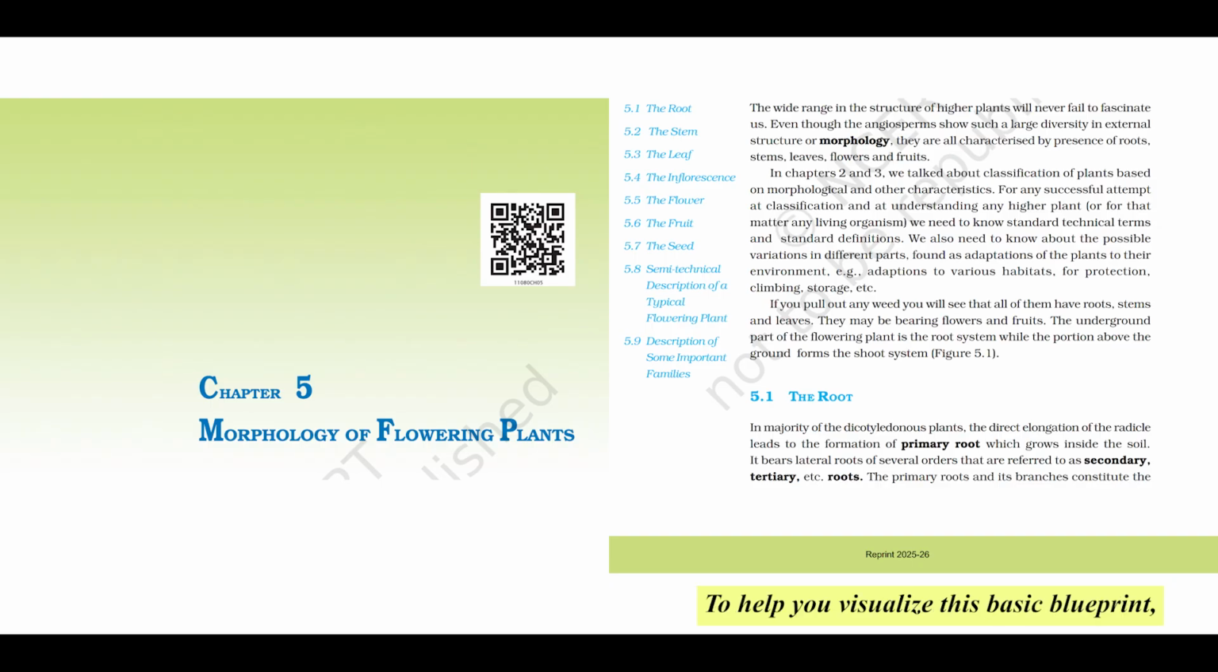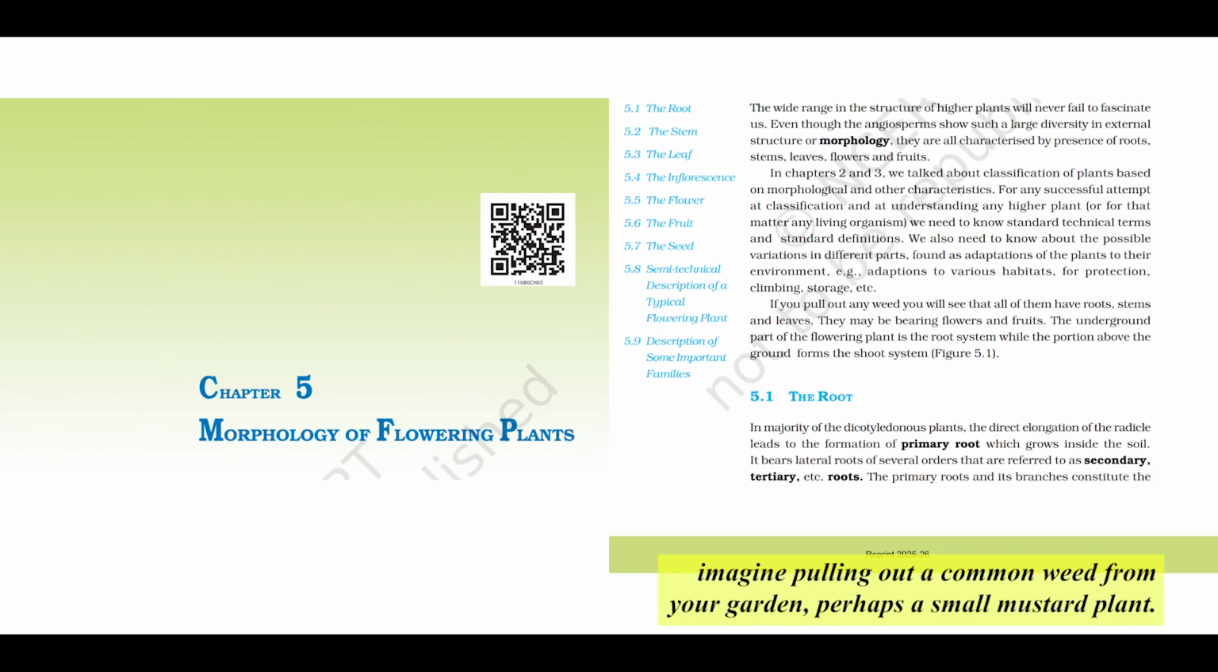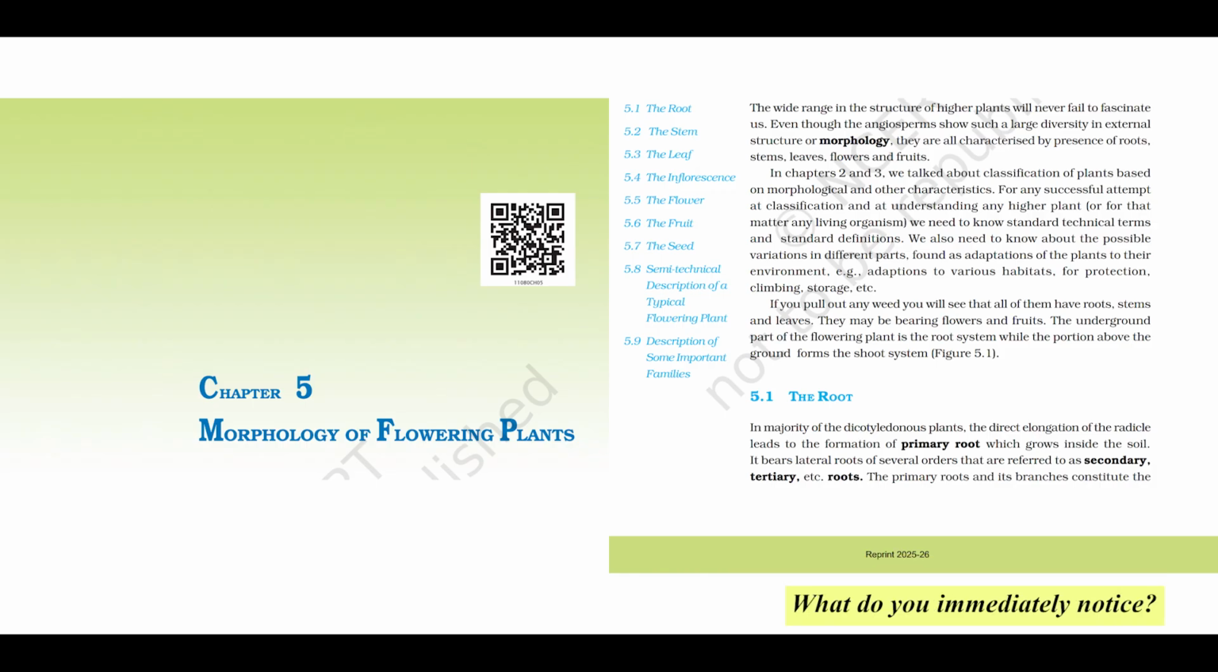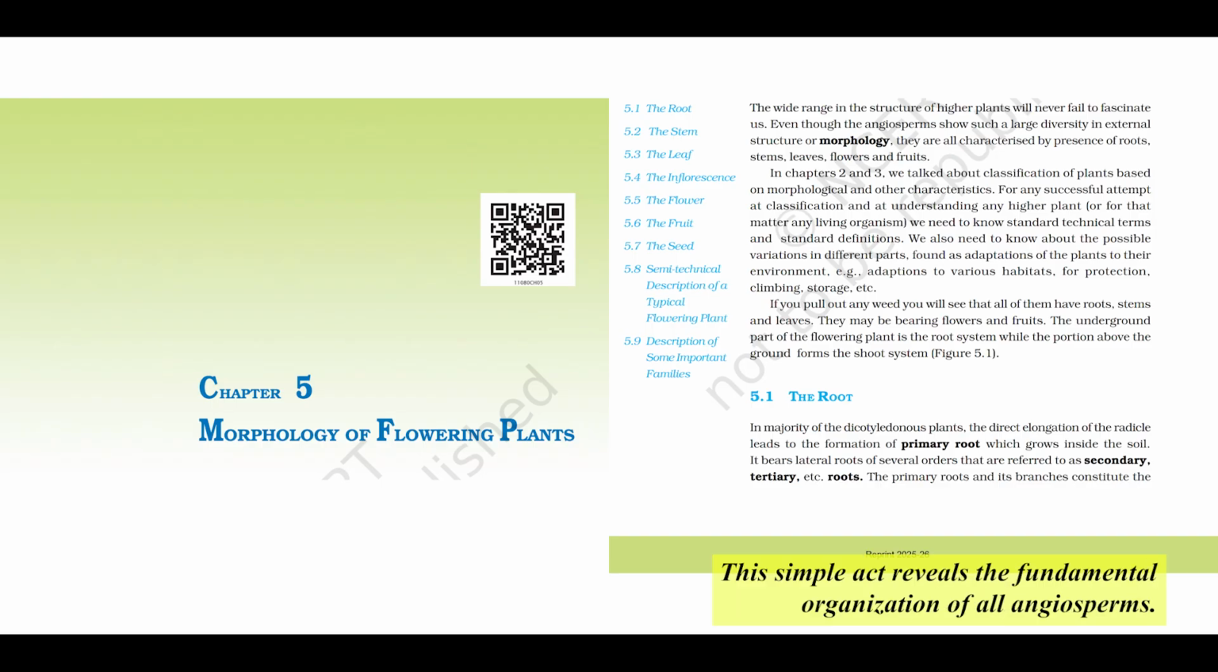To help you visualize this basic blueprint, imagine pulling out a common weed from your garden, perhaps a small mustard plant. What do you immediately notice? Roots in the soil, stem, leaves, maybe flowers. Exactly. You see the roots anchoring it firmly in the soil. The stem rises above the ground, supporting everything else. Leaves emerge from the stem. And depending on the season, you might also see flowers, and perhaps even small fruits forming. This simple act reveals the fundamental organization of all angiosperms.